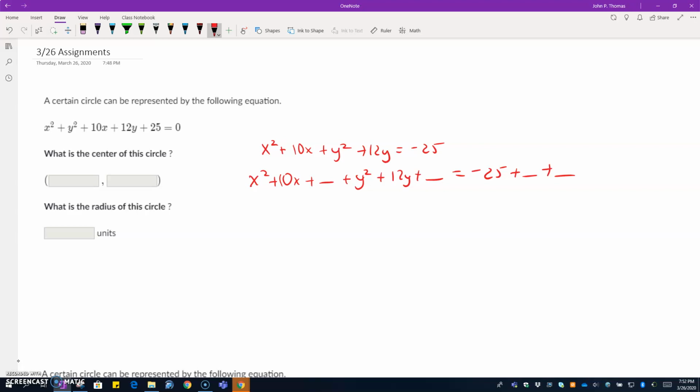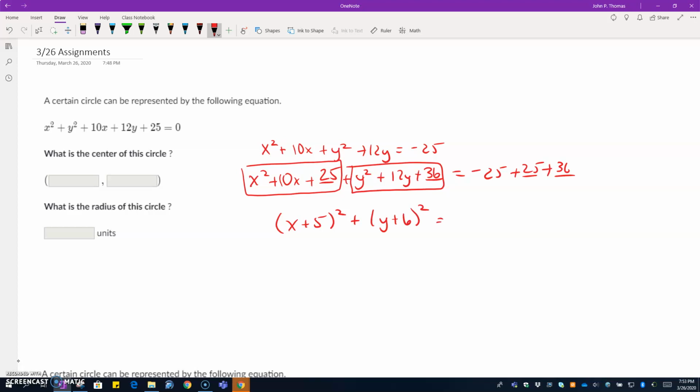Now, half the middle term on the x's is 5, squared is 25. So the first blank on each side gets a 25. Half of 12 is 6, 6 squared is 36. So I get a 36 on each side. All right, now each of these we made into a perfect square trinomial, so we are going to factor those. So that first one goes to an x plus 5 quantity squared. The second one goes to a y plus 6 quantity squared. And over here on this side, the 25's cancel, and I'm left with just a 36.